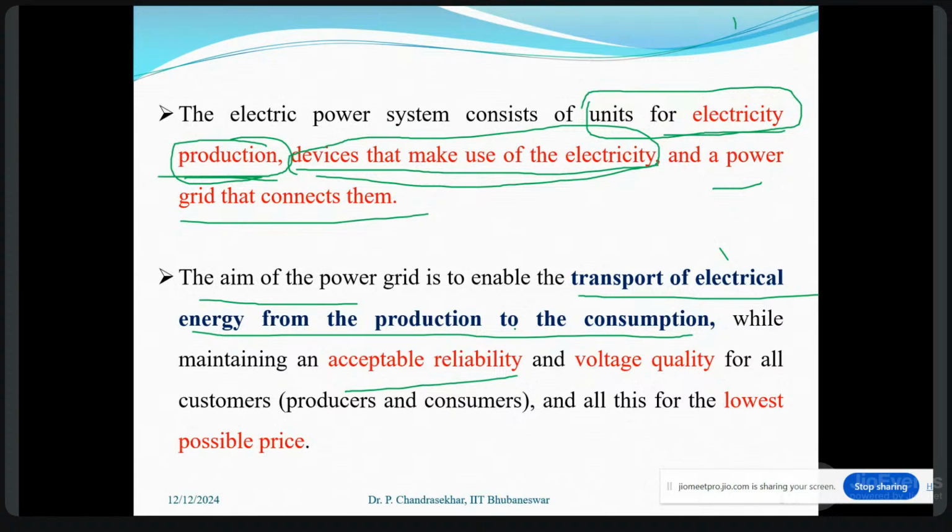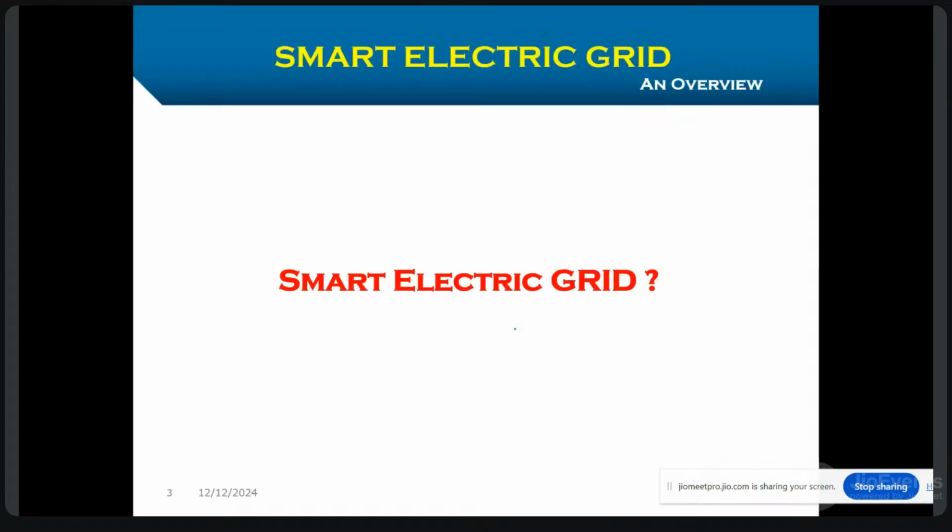Yes. Yes, sir. Yeah, please. So this is what our electric grid is. Now what do you mean by smart grid?